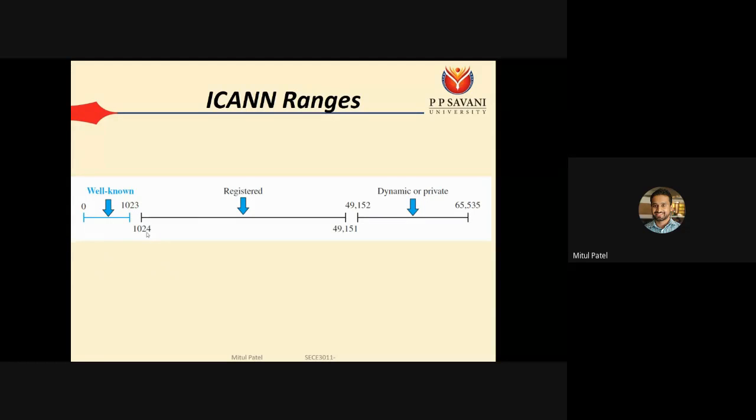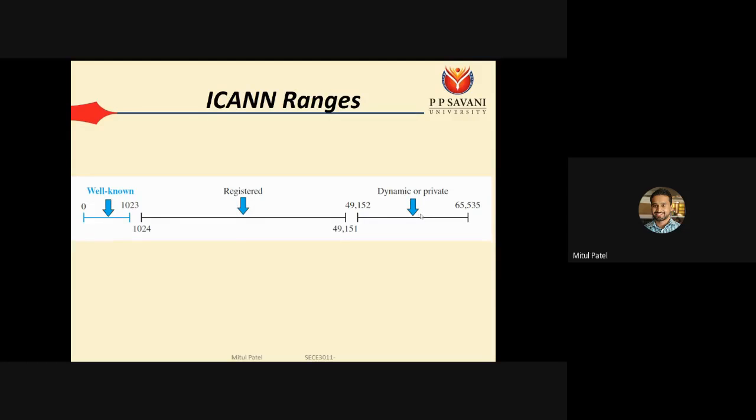While 1024 to 49151 are known as the ICANN registered port numbers. That means if we want to use these types of port numbers, we need to take permission from ICANN. While 49152 to 65535 are known as the dynamic or private port numbers. So these are the port numbers that can be used by the operating system at the client side.